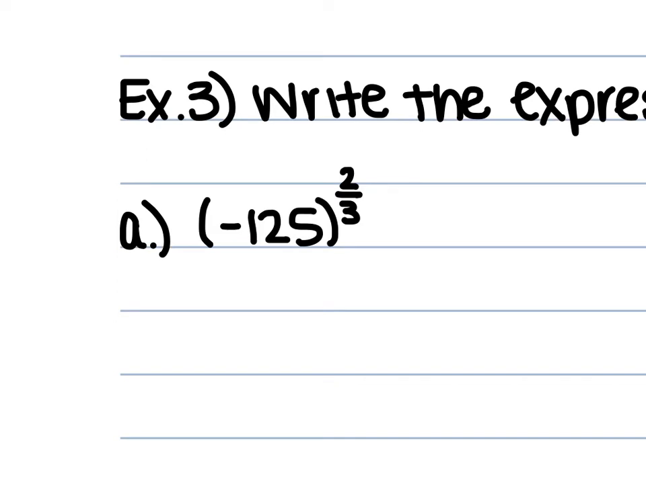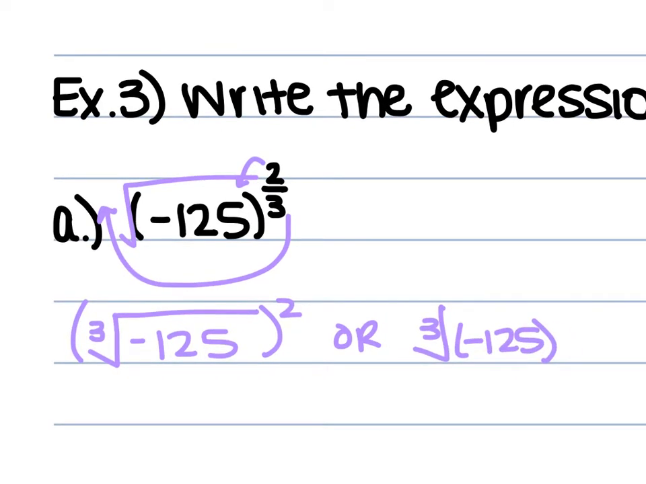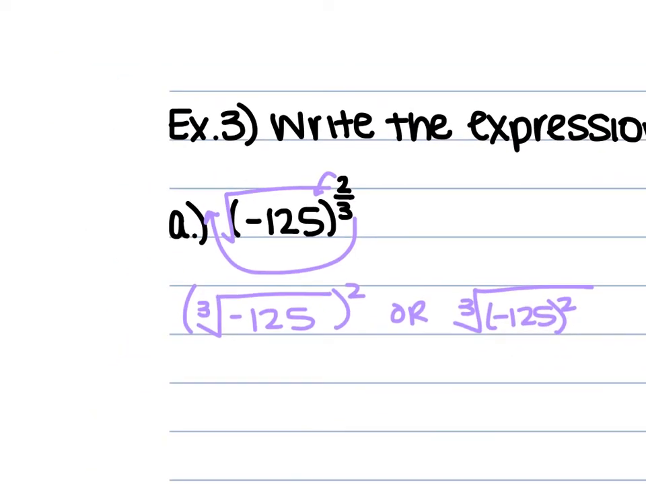So again, that 2 is going to stay with the 125. That 3 is going to go out front of the radical. So this is going to be the cube root of negative 125 raised to the 2nd power. Now there's two ways of writing this, like this, or the cube root of negative 125 squared, all under the radical. Totally up to you. Either way, you're going to get the same answer.